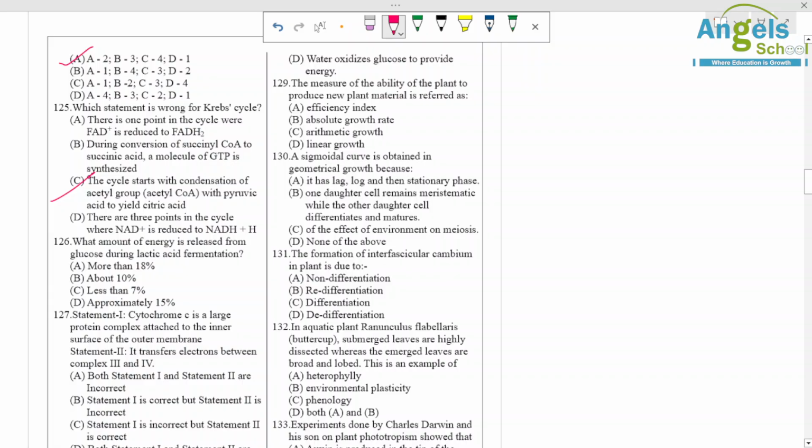Question number 126. What amount of energy is released from glucose during lactic acid formation? Okay, options are more than 18%, about 10%, less than 7% and approximately 15%. Okay, so when lactic acid is formed, only 2 ATP is released, and if you calculate the percentage, then it's less than 7%.